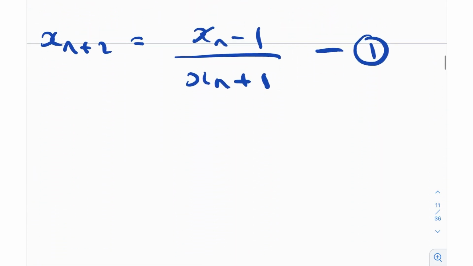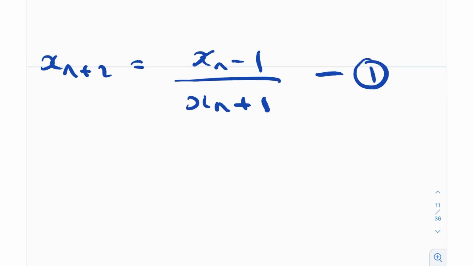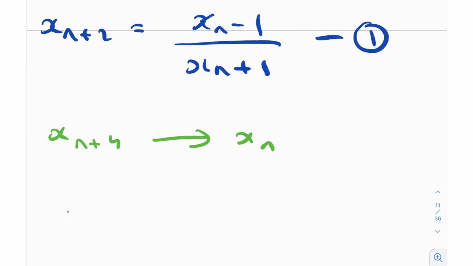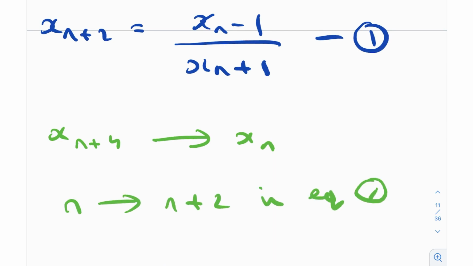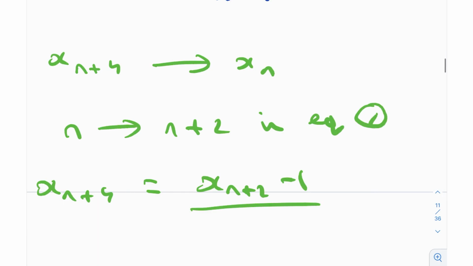Iteration means doing the same thing again and again and again. Okay, so again, now what I'm going to do is I'm going to try and find x_{n+4} in terms of x_n. And how will I do that? Well, in equation number 1, just substitute n with n+2 in equation 1. So I'll get x_{n+4} is equal to (x_{n+2} - 1) divided by (x_{n+2} + 1). Okay, great.